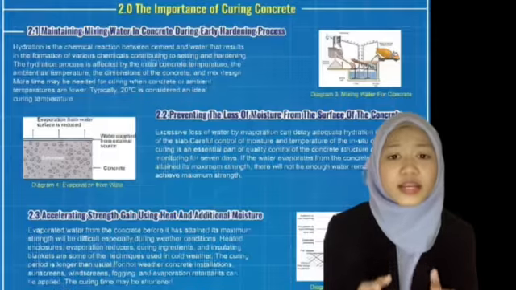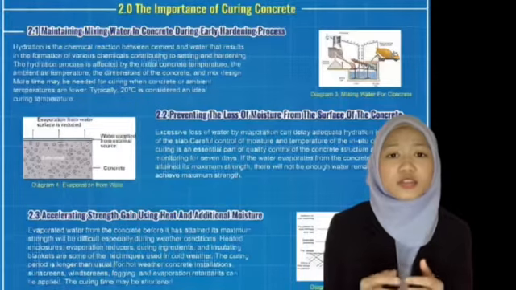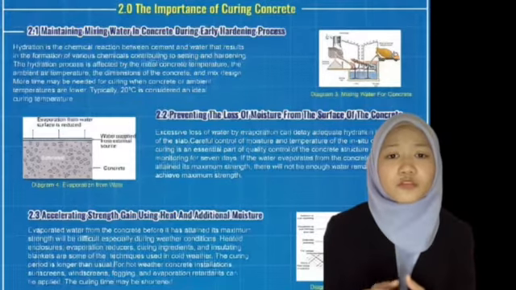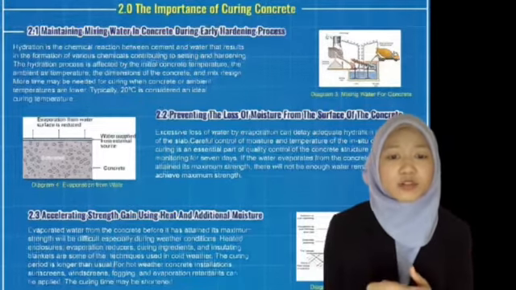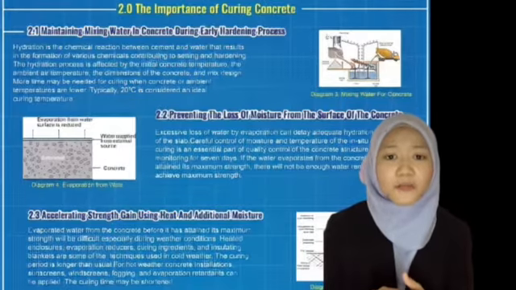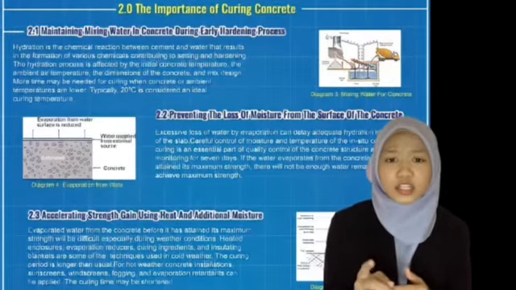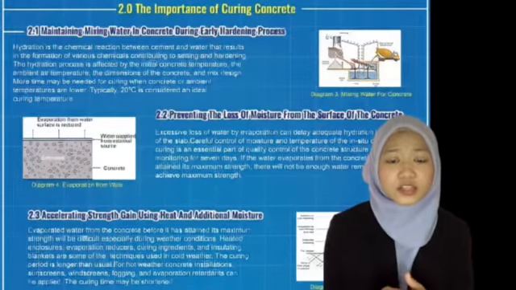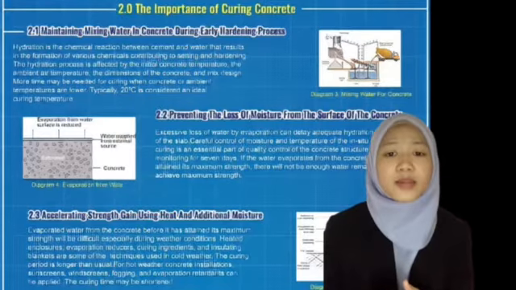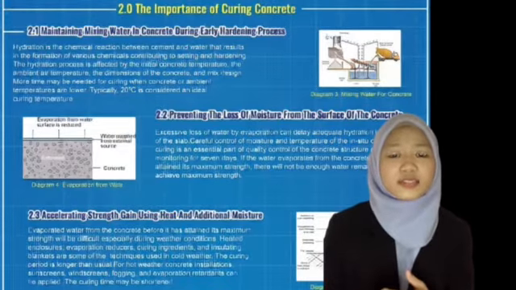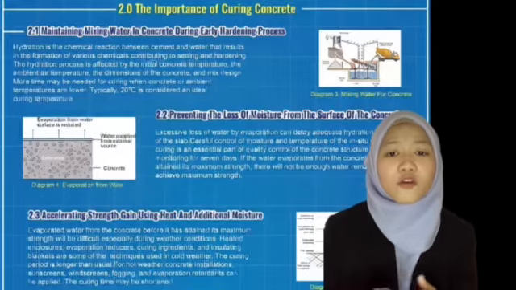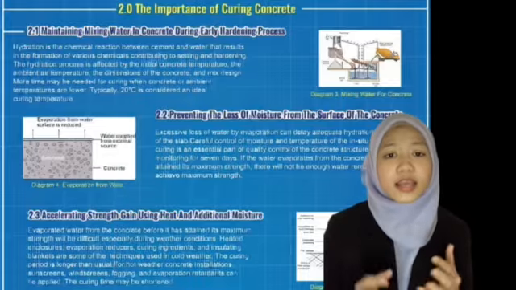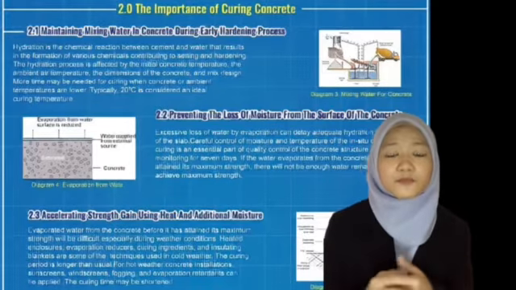Lastly, curing is very important for accelerating strength gain using heat and additional moisture. Evaporated water from the concrete before it has attained its maximum strength will make it difficult to achieve maximum compressive strength. This is especially so during extreme weather conditions. Heated enclosure, evaporation reducer, curing ingredients, and insulating blankets are some of the techniques used in cold weather. For hot weather concrete installation, sunscreen, windscreen, fogging, and evaporation retardants can be applied.